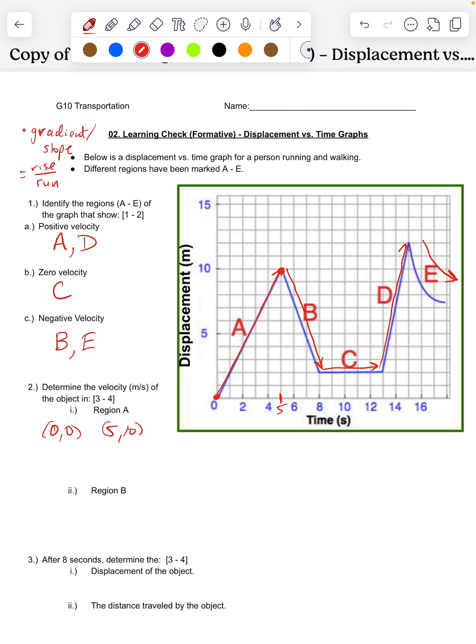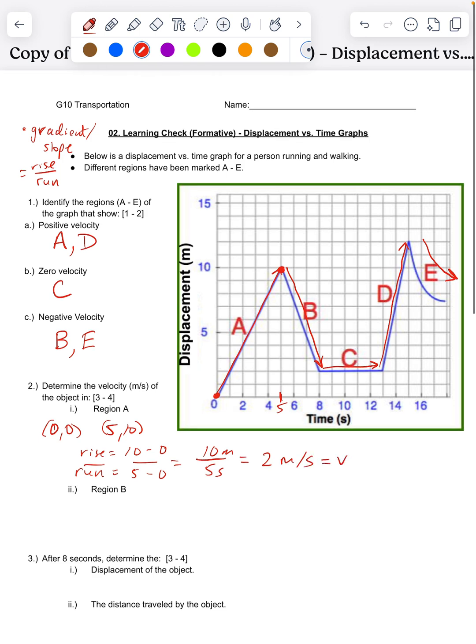That means that the rise is 10 minus 0, and the run is 5 minus 0, and so my velocity will be 10 meters over 5 seconds. So the displacement was 10 meters up, and it took 5 seconds to do that. And if I divide those, I get 2 meters per second as the velocity during the region A from the first 5 seconds.